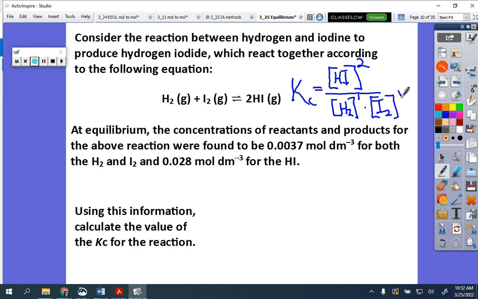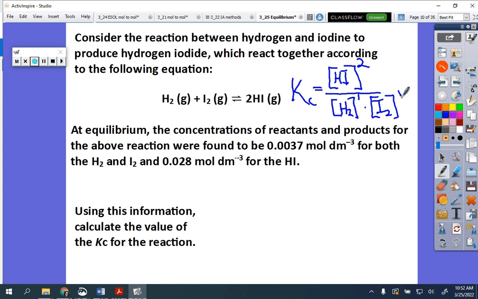You don't have to. It's up to you whether you want to. It's not wrong to write it, and it's not wrong to not write it if it's a 1, okay? I like to write it because it reminds me that I've actually looked at the coefficients, as opposed to just leaving it alone. Okay, so now that we've written this, you can write this for any reaction.